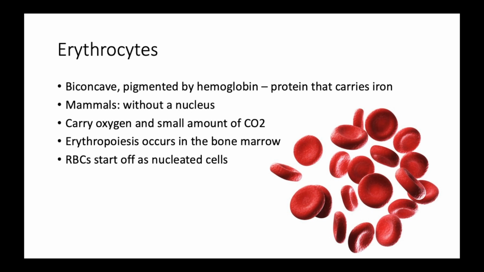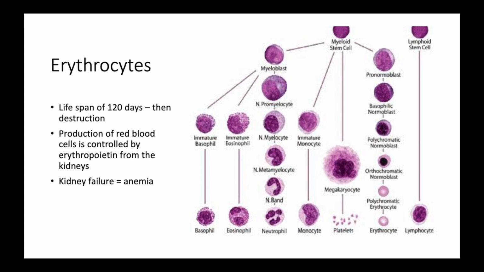Erythropoiesis, or the creation of red blood cells, occurs in the bone marrow, and the RBCs start off as nucleated cells, and then as they grow older, they lose their nucleus. The lifespan of the average erythrocyte is roughly 120 days in the mammalian species, and then they're destroyed. Typically in the spleen, certain organs will destroy them and then reuse their parts.